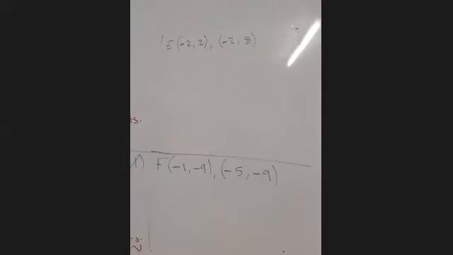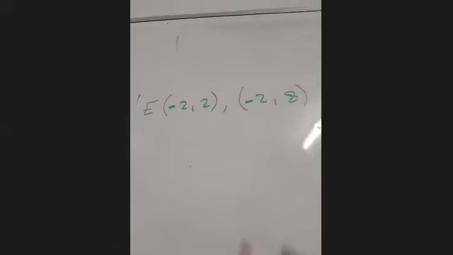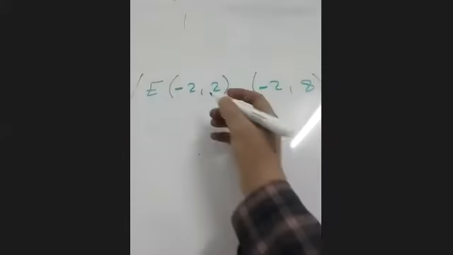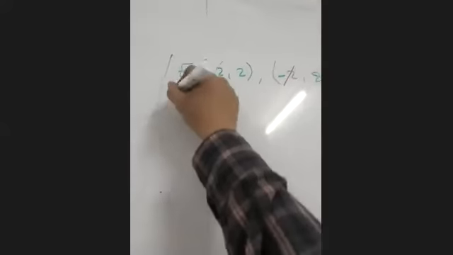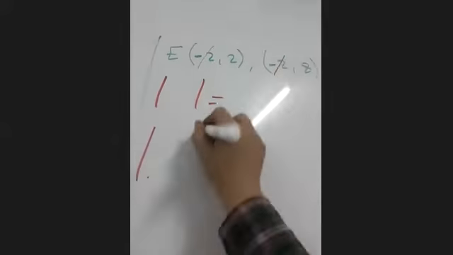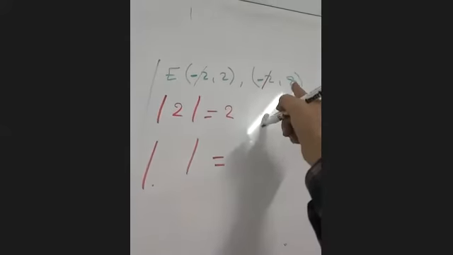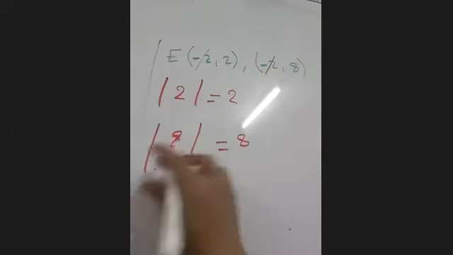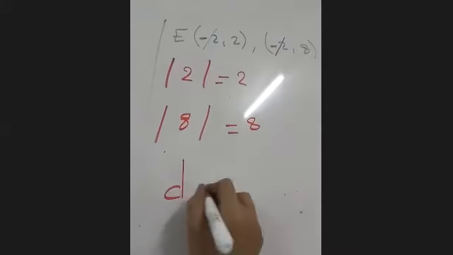Okay, let's move now to the second two examples here. Let's start with this one. Where are the similar numbers? Negative 2 and negative 2. Ignore them. Now, the second step, find the absolute value of the different numbers. Absolute value of 2 is 2. Absolute value of 8 is 8. Then, after you find the absolute values, you are ready to find the distance.